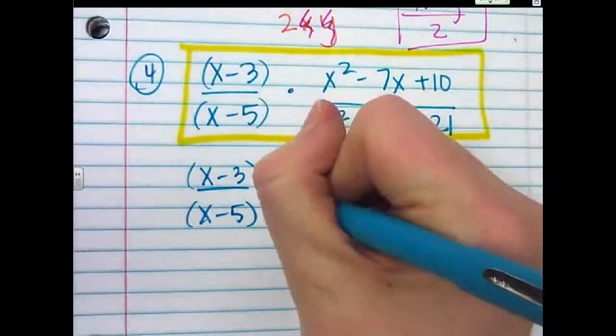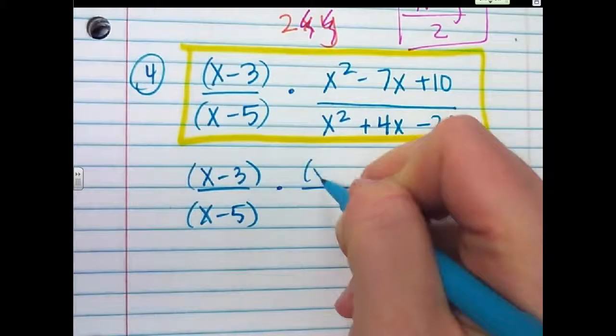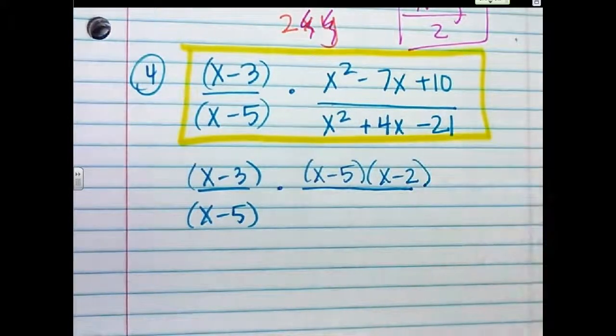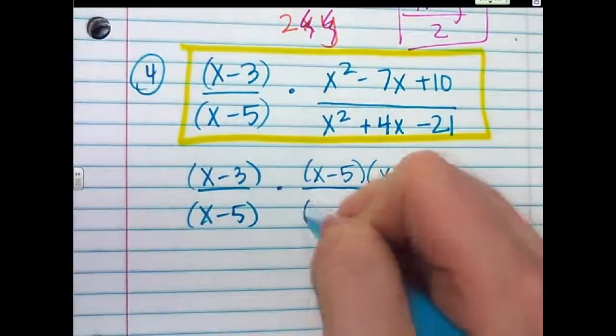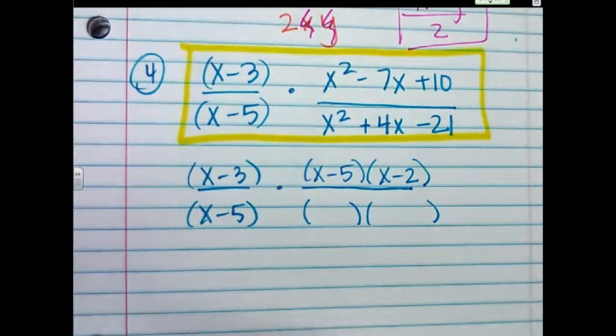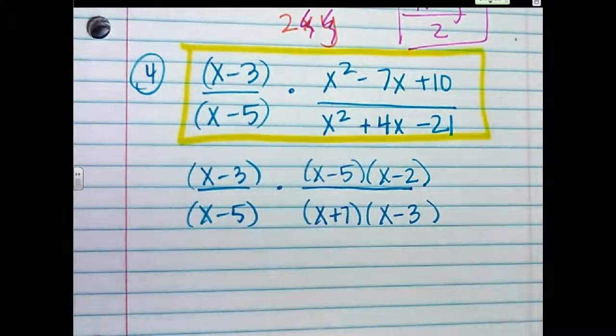What can I factor the top here to be? Good. X minus 5, x minus 2. Can we get the bottom yet? Good. Positive 7, negative 3.